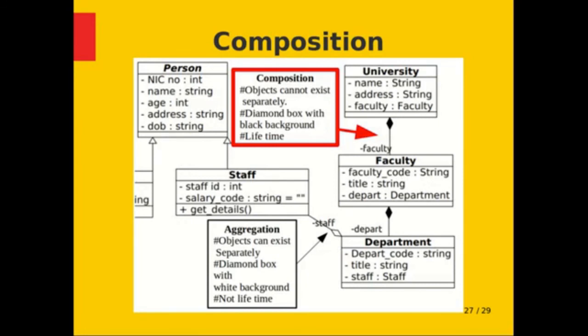Composition. Composition is a type of aggregation, but with a strong relationship. The relationship between university and faculty is a composition. If the university does not exist, the faculty would no longer be available. So it is a lifetime relationship. The composition relationship is denoted by a line with a black filled diamond. The diamond is headed to the one side, that is, university. The relationship between faculty and department is also composition.